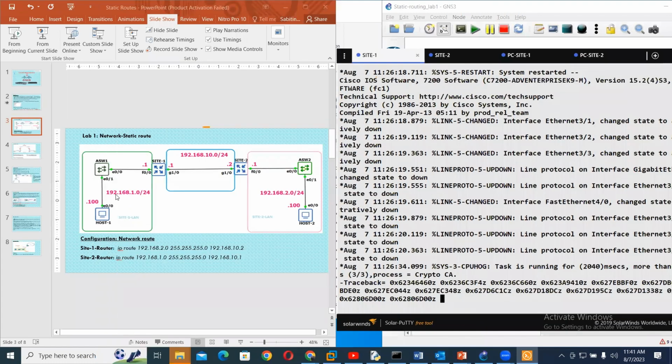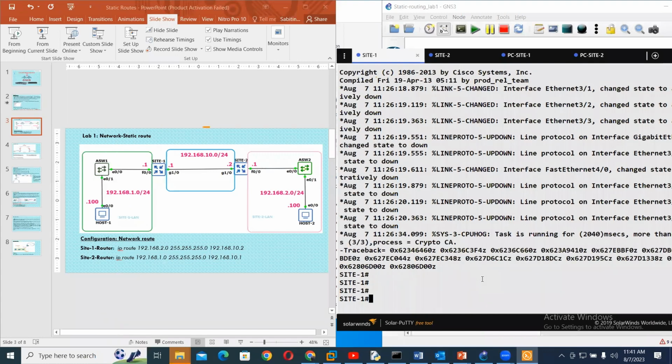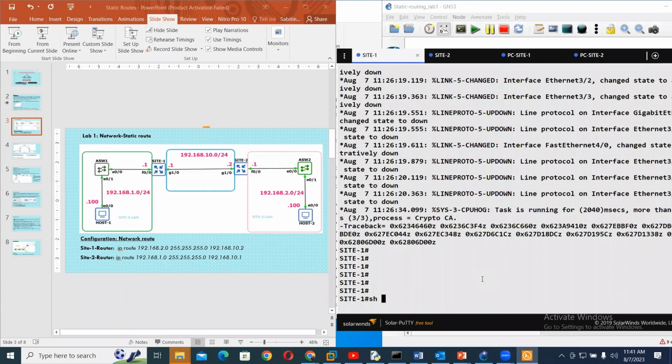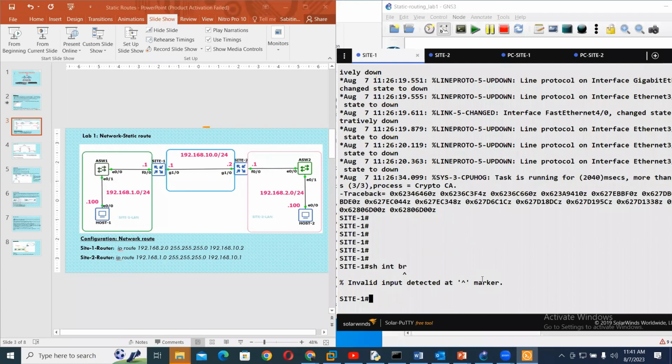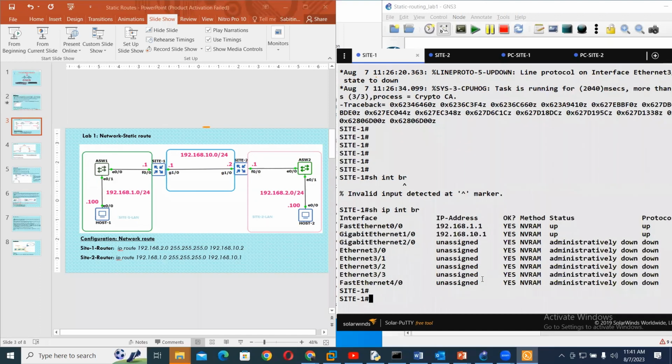For example, here for site 1, first I have to see if there's any configuration. Show IP interface brief. Okay, I've configured the interfaces. I've added the IP addresses for interface F0/0. This is our IP 192.168.1.1.